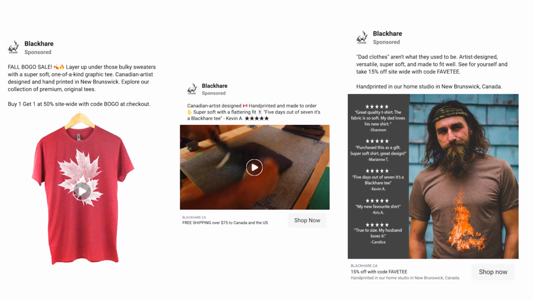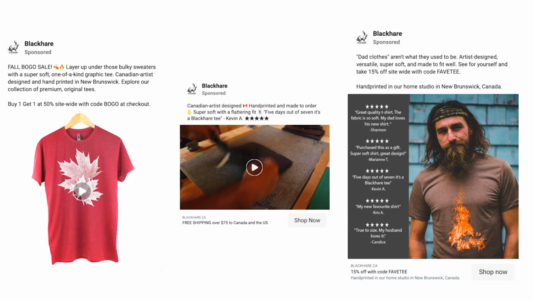The next ad over, it says Canadian artist designed. That's a brand attribute. Hand printed and made to order. That's another brand attribute. Then it says super soft with a flattering fit. That's a functional attribute. Then it says 5 days out of 7, it's a black hair tee. And that's a customer testimonial. So that's an influence attribute. They did 2 brand attributes, a functional attribute, and an influence attribute all in that little paragraph there.